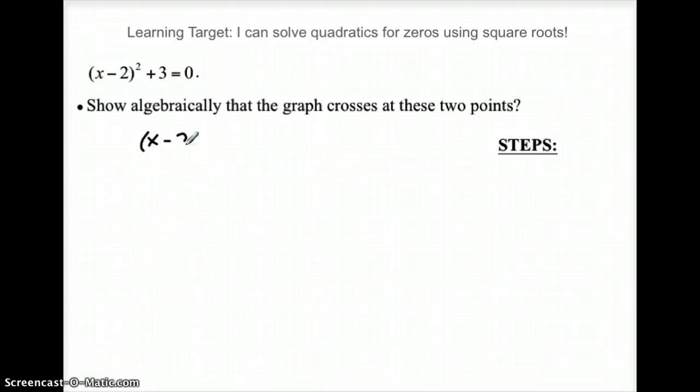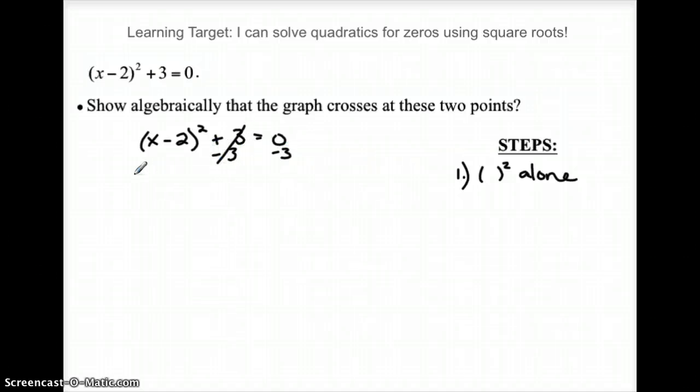So (x minus 2) squared plus 3 equals 0. The first step is a little different since we have these parentheses. We're not trying to get x squared alone. We're actually trying to isolate the parentheses squared. So in this case, I just need to subtract a 3 from both sides. And then I have (x minus 2) squared equals negative 3.